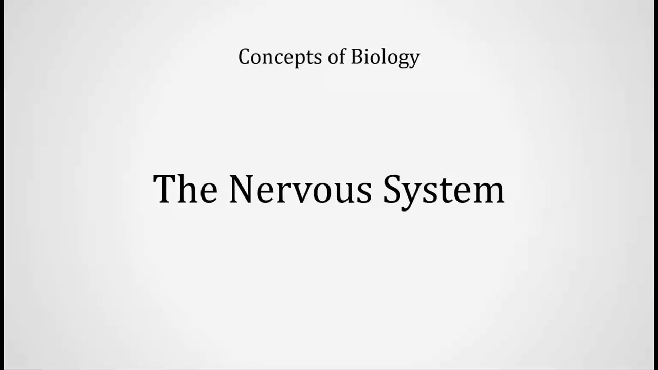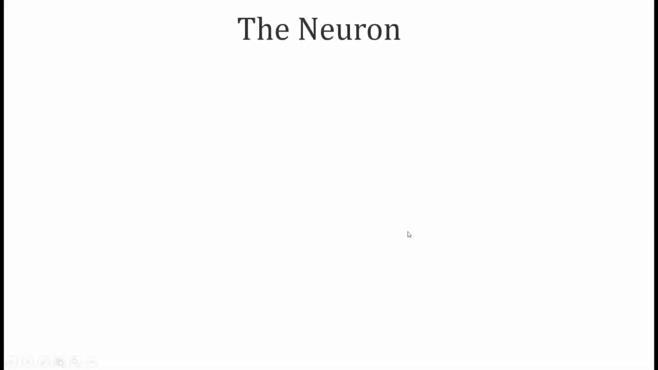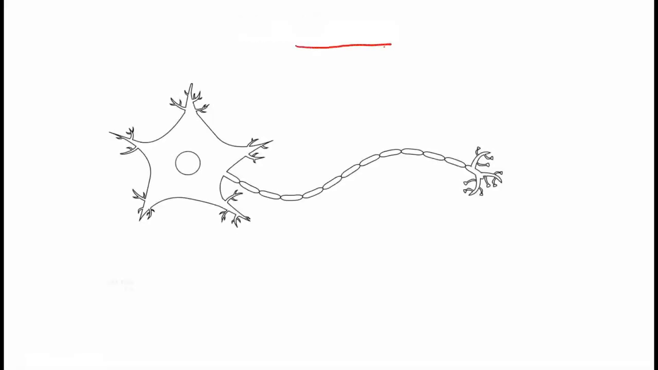Hey everyone, we're going to wrap up our semester-long exploration of various concepts in biology with the nervous system. The nervous system is made up of a variety of cells, but one of the champions of the nervous system is a cell called a neuron. And a neuron looks something like this.